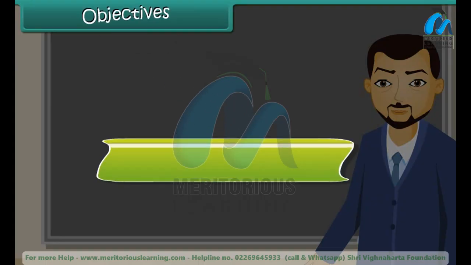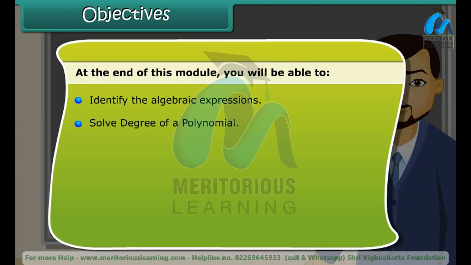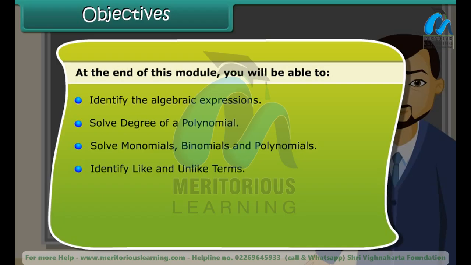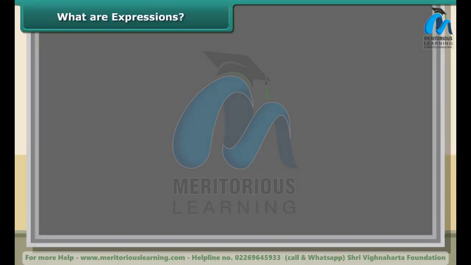Objectives. At the end of this lesson, you'll be able to identify algebraic expressions, solve degree of polynomial, solve monomials, binomials, and polynomials, identify like and unlike terms, solve addition, subtraction, and multiplication of algebraic expressions, and describe identity and standard identities. What are expressions?